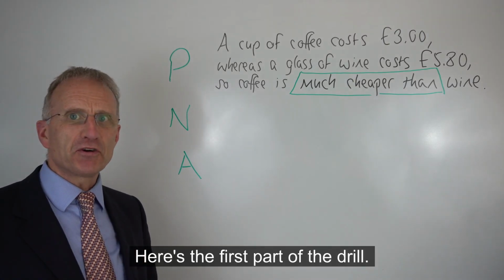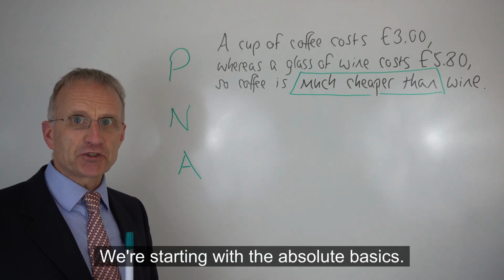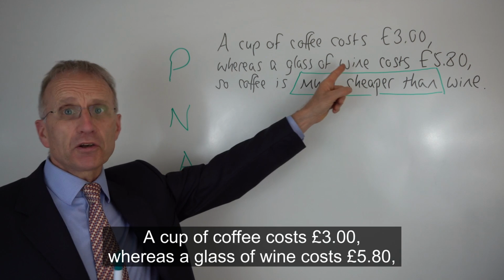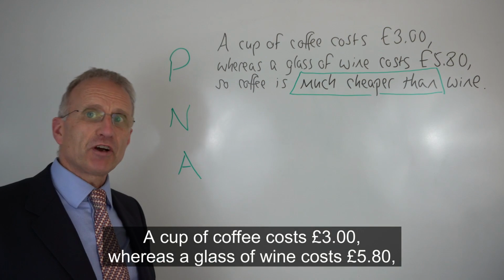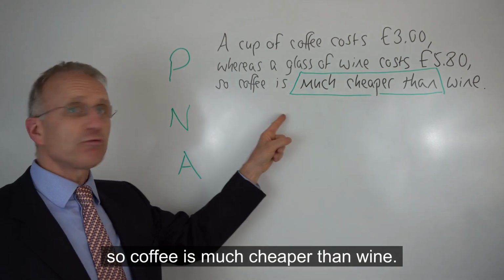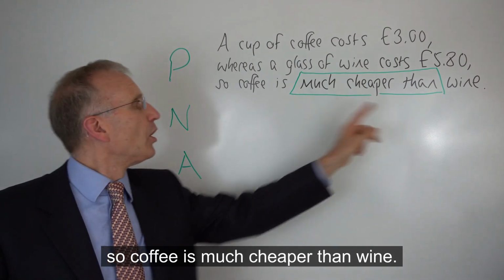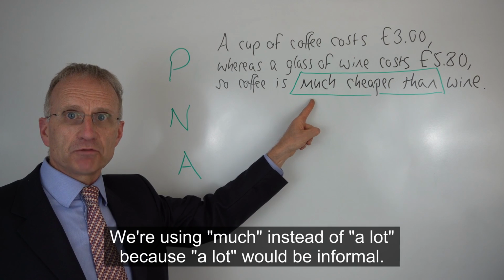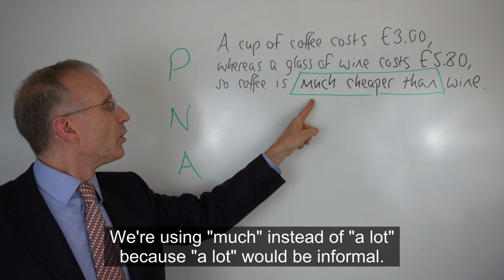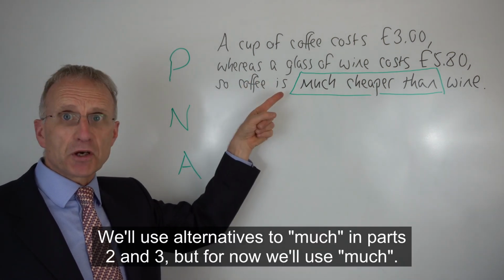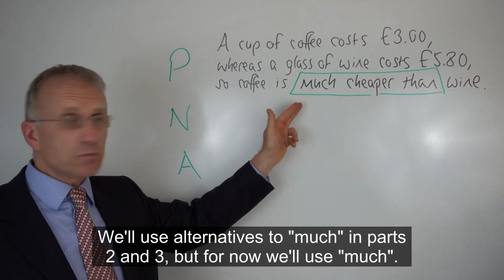Here's the first part of the drill. We're starting with the absolute basics. A cup of coffee costs £3, whereas a glass of wine costs £5.80. So coffee is much cheaper than wine. We're using much instead of a lot because a lot would be informal. We'll use alternatives to much in parts 2 and 3, but for now we'll use much.